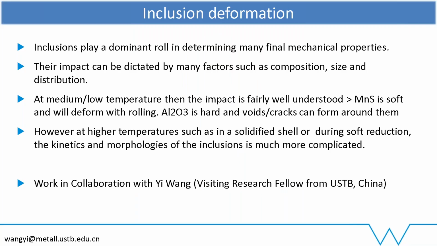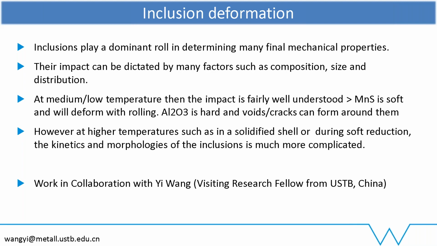Most of us know that inclusions play a really dominant role in terms of the final mechanical properties. Their impact is dictated by a lot of things like their composition, the size, the distribution, and at medium to low temperatures they're fairly well understood. Manganese sulfide we know is soft, we see it being deformed during the rolling process. Aluminium oxide is not soft, we see cracking and voiding around them. But this is a lot during the rolling process.